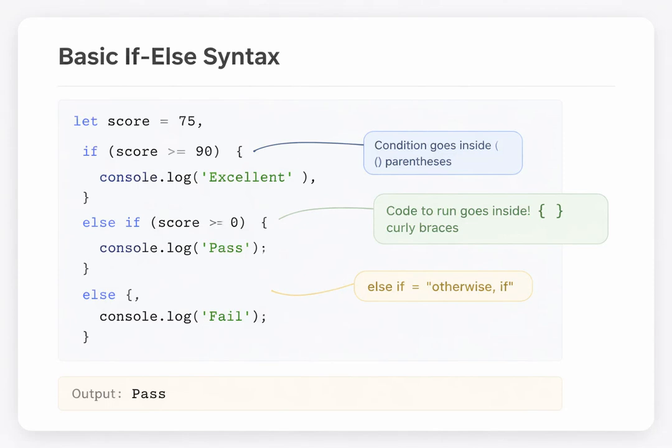You have a variable called score set to 75. The if keyword is followed by a condition in parentheses. That's where you ask your question. Then the code to execute goes inside curly braces.